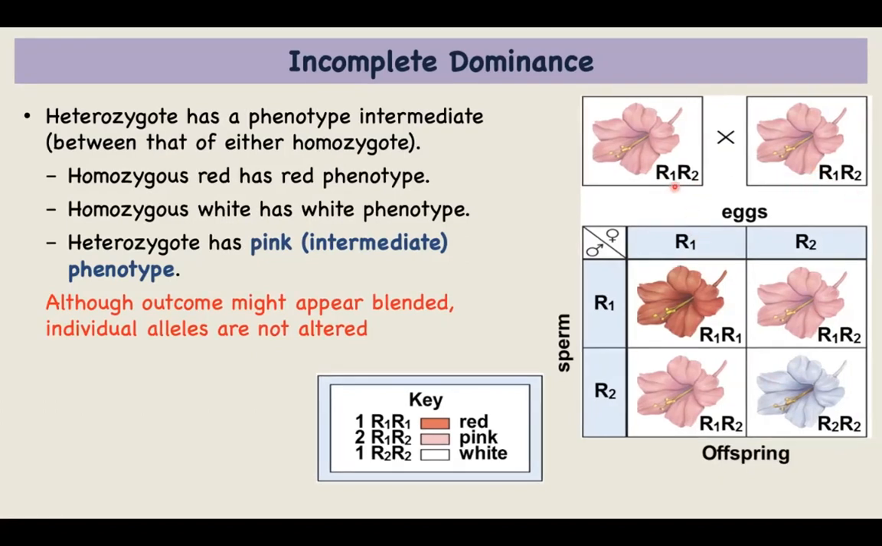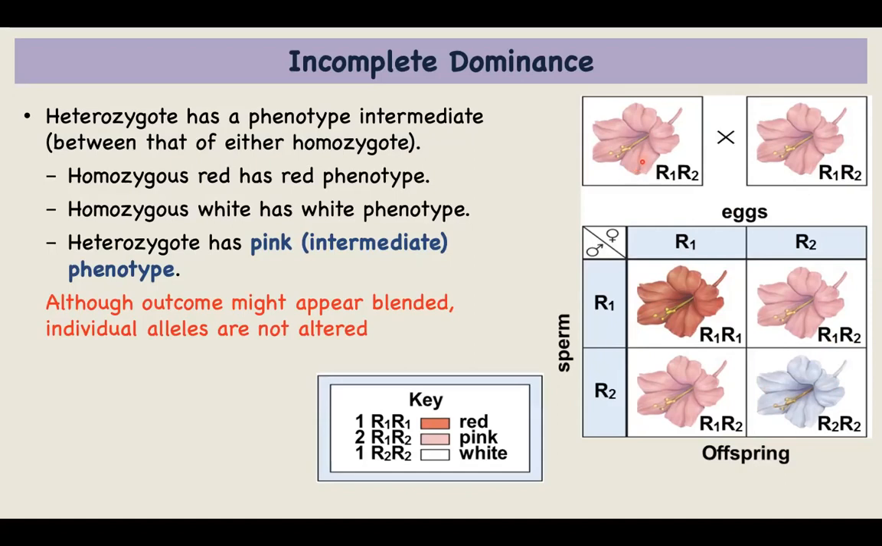Okay, kalau you cross R1 and R2 with the heterozygous of R1 and R2 as well, you would expect to get at least 1 red, 2 pink, and 1 white. So that's why it is not the blending theory. It is incomplete dominance. Maksudnya wujud. If they cross pink and pink, wujudnya red flower and also a white flower. This is called incomplete dominance. Okay, sebab dia ada individual alleles that are not altered.